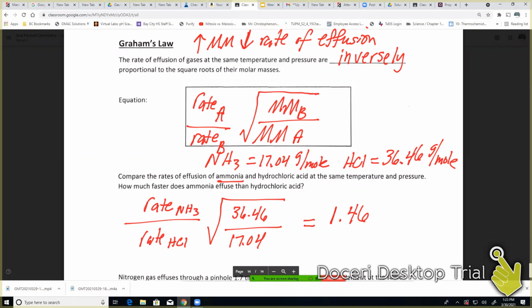So that's telling you that ammonia effuses 1.46 times faster than hydrochloric acid. And once again, that has to do with the fact that the NH3 is going to be lighter, has a smaller molar mass.